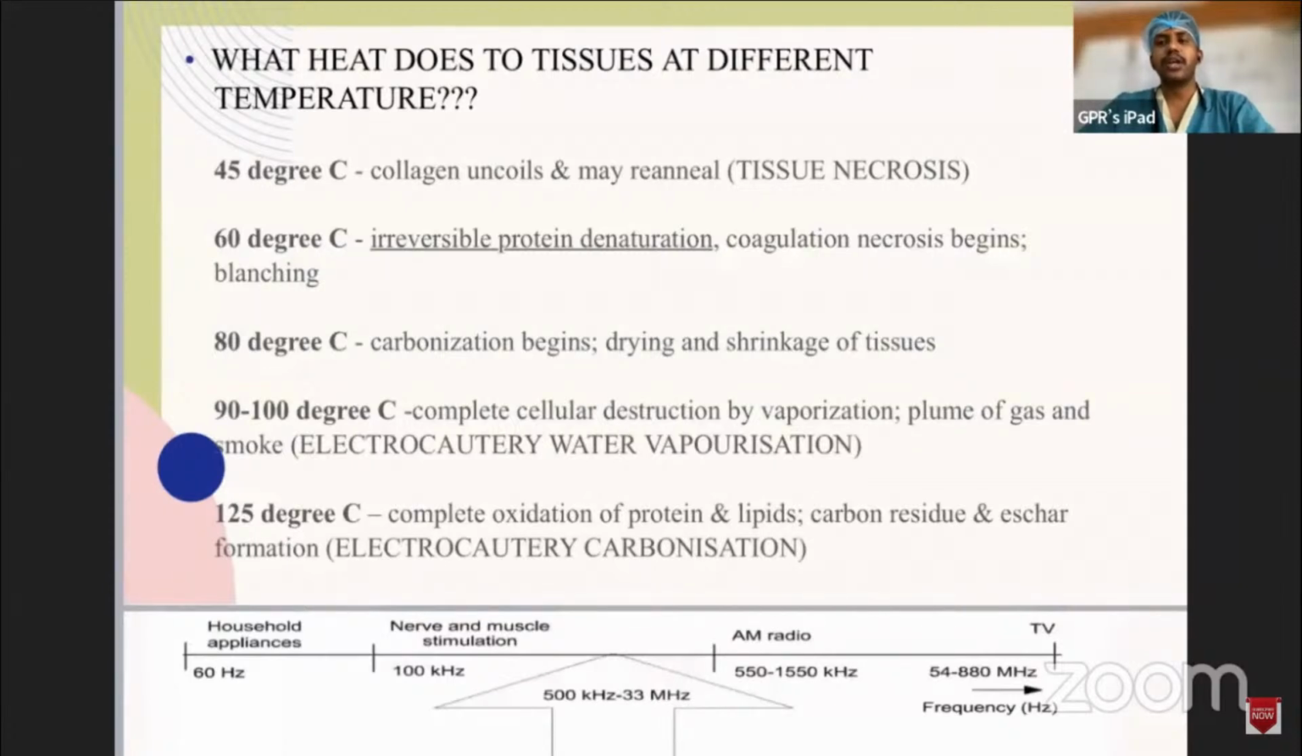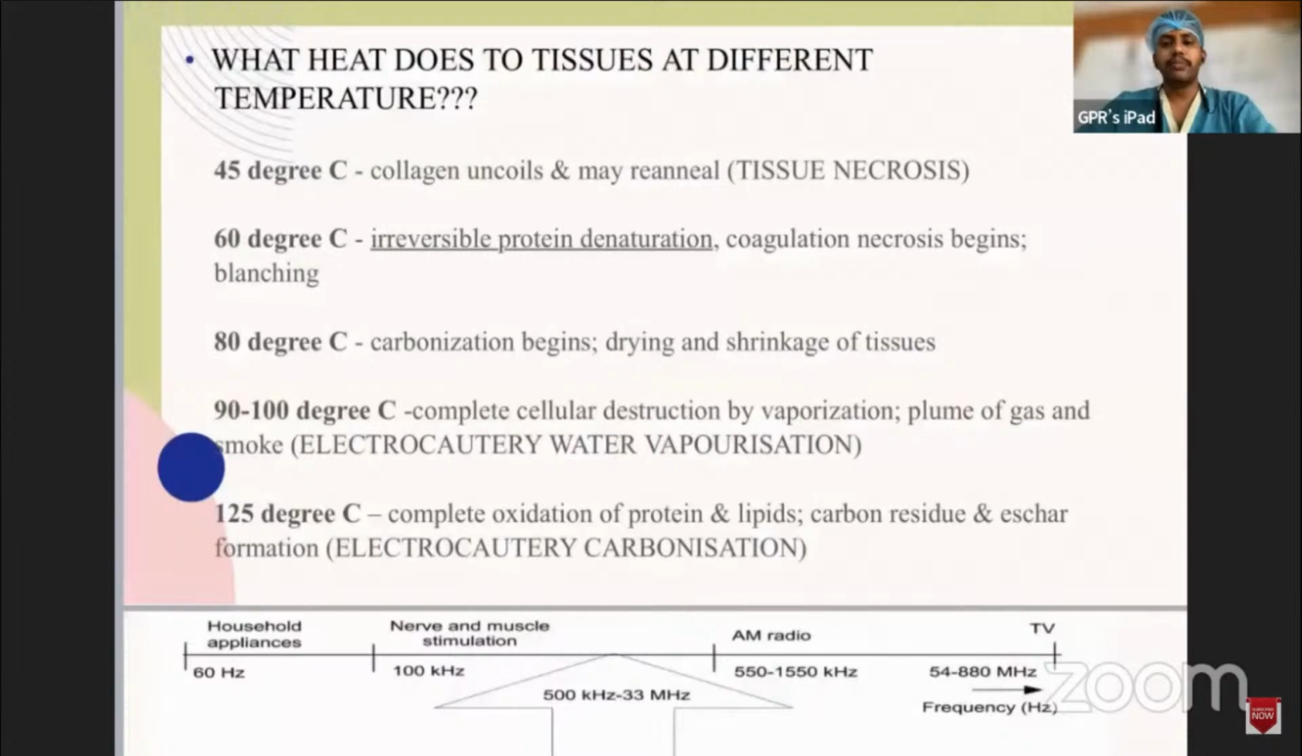When 80 degrees centigrade of heat is exposed, it causes carbonization, or the initiation of eschar formation, caused by the drying and shrinkage of the tissue. When the tissue is exposed to 90 to 100 degrees centigrade, there is complete cellular destruction followed by vaporization, and a plume of gas or smoke is released from the tissue. This is also called tissue vapor, or surgical smoke, which has the microorganisms or inactivated viruses present within the cell dissipated into it. So this is the electrocautery water vaporization effect.